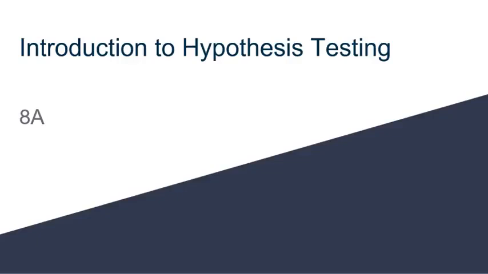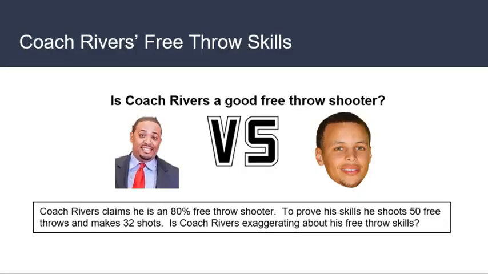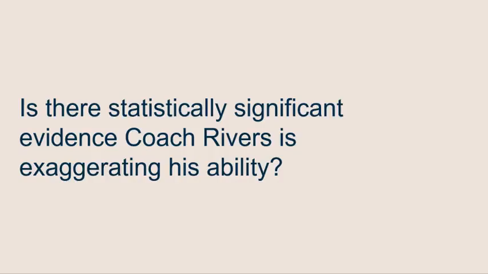All right, 8A, we're going to look at the process called hypothesis testing. And to do this, we're going to use as an example our activity from last class where Coach Rivers said he was an 80% free throw shooter. We had him go take 50 free throws and he made 32. So 32 out of 50 is only 64%. And we want to know if he is exaggerating. Mathematically, the question we're asking is: is there statistically significant evidence that Coach Rivers is exaggerating his ability?